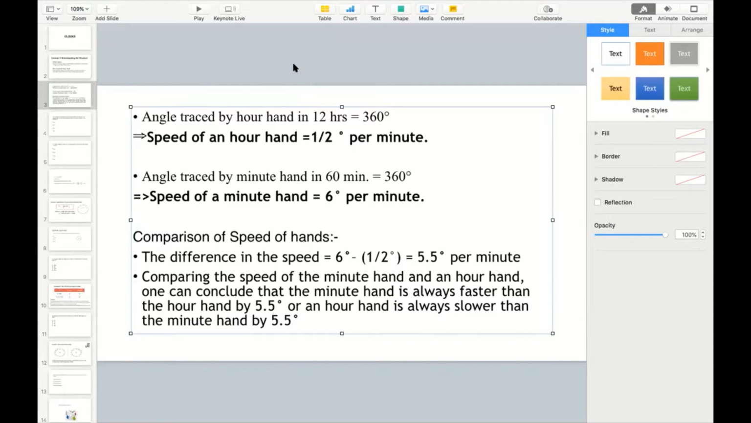Okay. Now, comparing the speed of the minute hand and the hour hand, one can conclude that the minute hand is always faster than the hour hand by 5.5 degrees, or the hour hand is always slower than the minute hand by 5.5 degrees. Okay, so in this slide we learned three data. First, the speed of an hour hand is half a degree per minute. Second, the speed of a minute hand is 6 degrees per minute. And lastly, the relative speed is 5.5 degrees per minute. It means that the minute hand is 5.5 degrees faster than the hour hand.